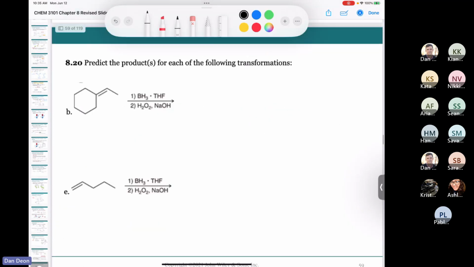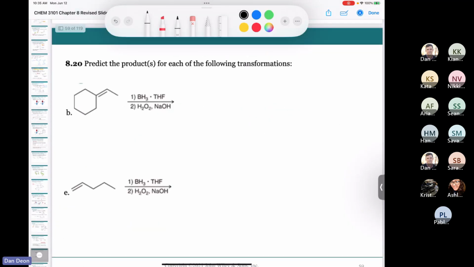So that brings us to the next practice problem, which asks us to provide the products for each of the following reactions. So we're going to get anti-Markovnikov addition for each of these.